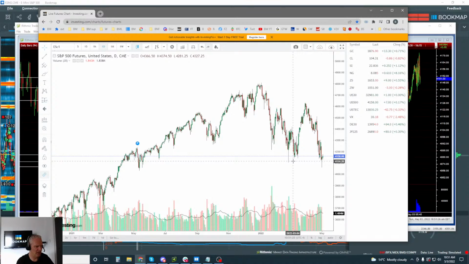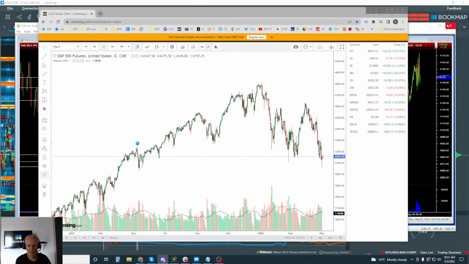You can see we spiked down below it. Where is the next area? Where would you guys look for the next area, once it starts to break through some of these areas in here? What do you think? 4,000. Okay, going with the big figure.